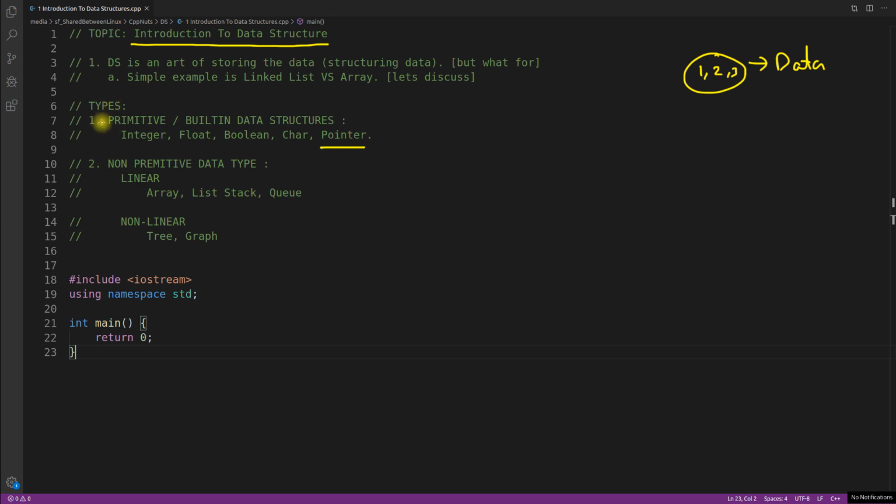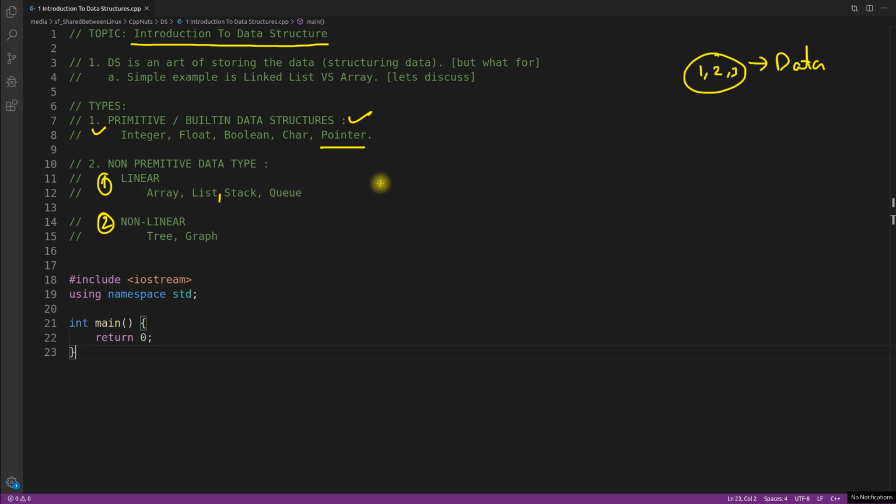And by the way, there are two major types of data structure. First is primitive, which is called built-in data structure, and another one is non-primitive. Primitive means integer, float, boolean, character and all that, and non-primitive has two further types. This is your first type and this is your second type. The first type is linear. Linear is like array, list, stack, queue, and linear here means it is sequential.